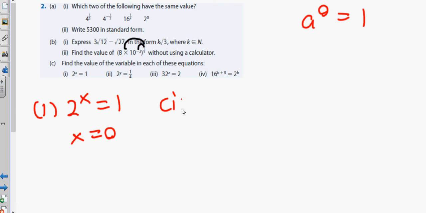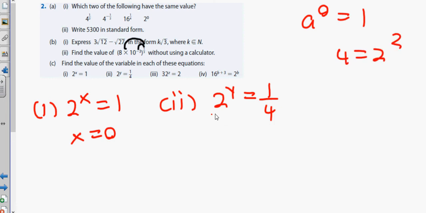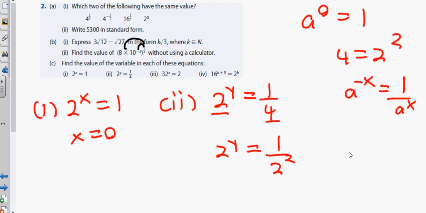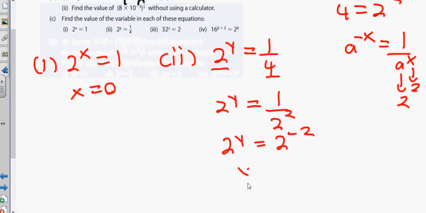Part 2 is 2 to the power of y equals a quarter. You've got to change 4 into 2 squared, because you need the base numbers to be the same. So you have 2 to the power of y equals 1 over 2 squared. Then you have your next rule where a to the power of minus x equals 1 over a to the x. In this case, x is 2, and a is also 2. A is the big 2, x is small 2. So the answer is 2 to the power of y equals 2 to the power of minus 2. And therefore, y will have to equal minus 2.